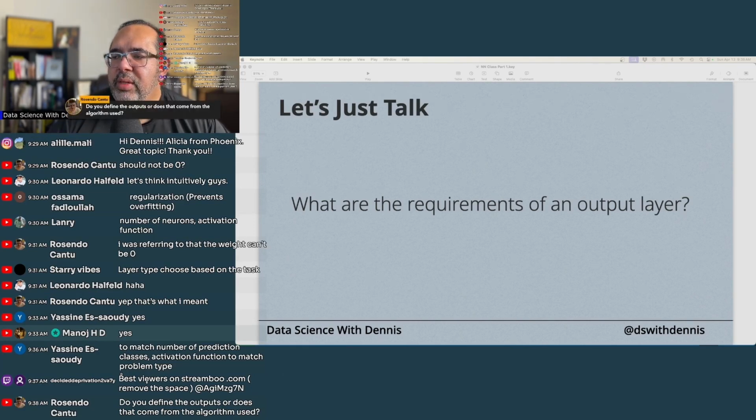Rosendo says, do you define the outputs or does that come from the algorithm used? It comes from the problem you're trying to solve, Rosendo. So it's more defined by the number of possible answers in your problem. And I mean your business problem, not like a math problem. So like I said, if you're trying to classify the customer service calls to one of 5 departments in your company, then you would have 5 outputs.